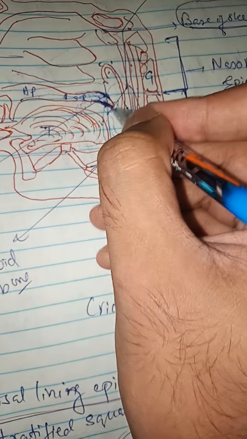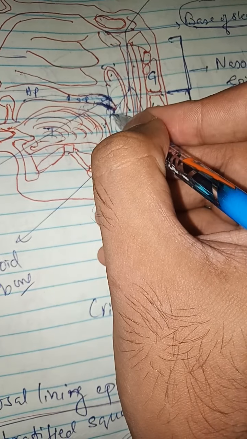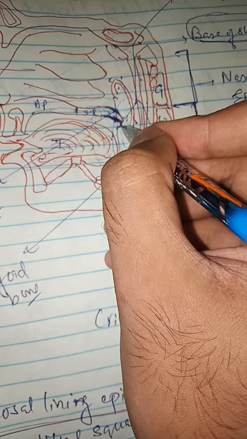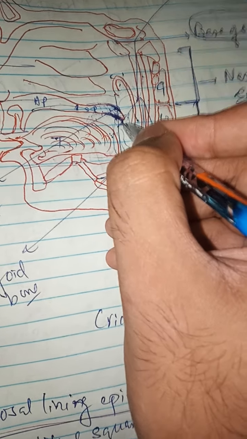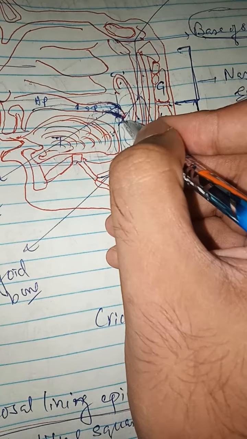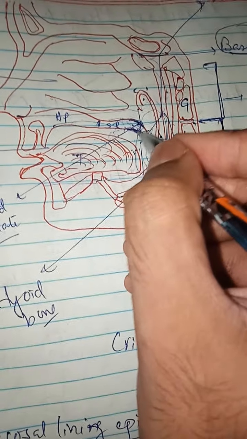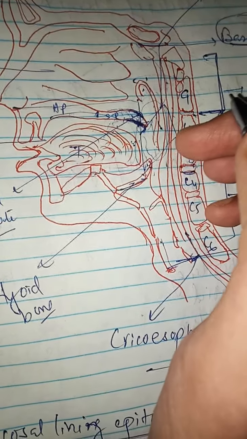In the inferior border there is a uvula. So this is the uvula, a conical projection hanging from the middle. The inferior border is the free border. So this is all about the soft palate.